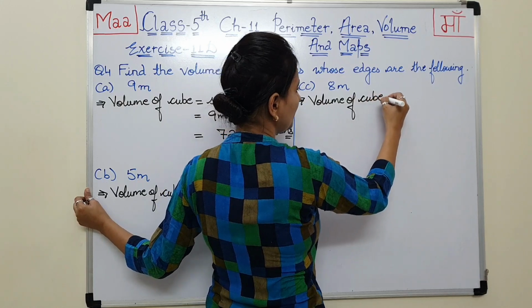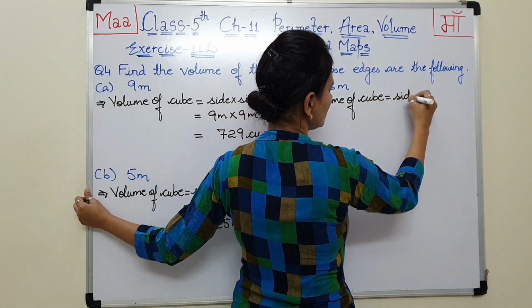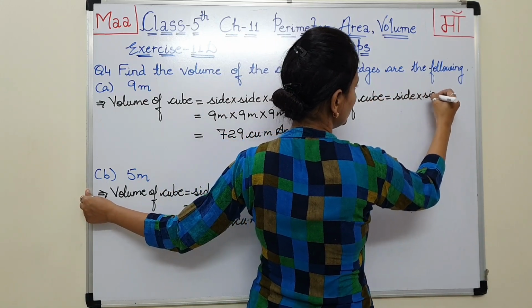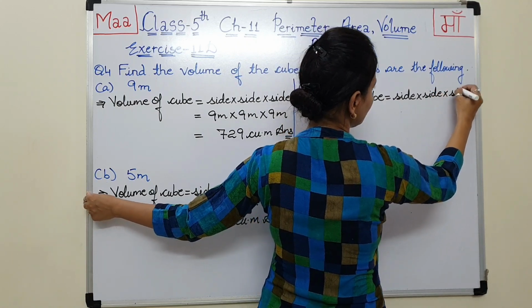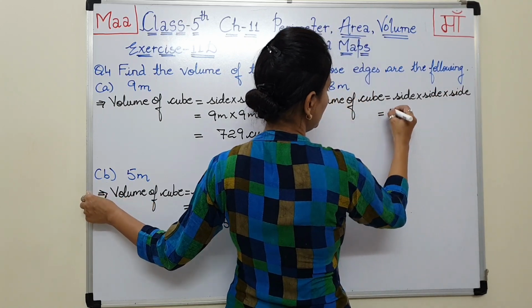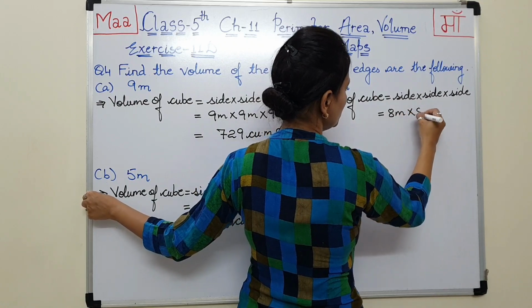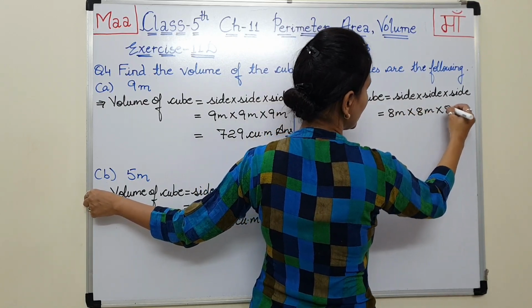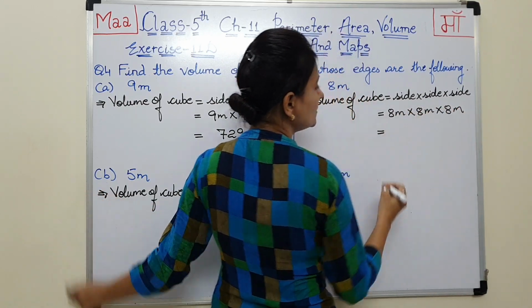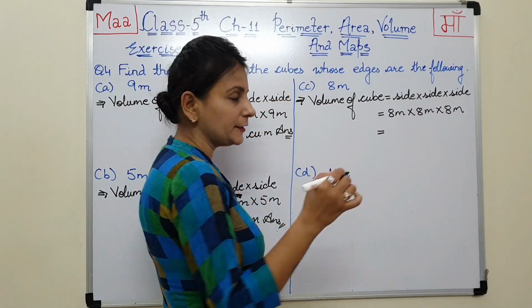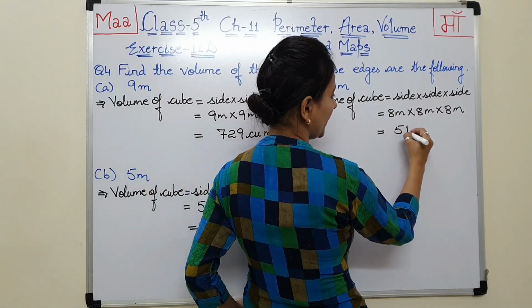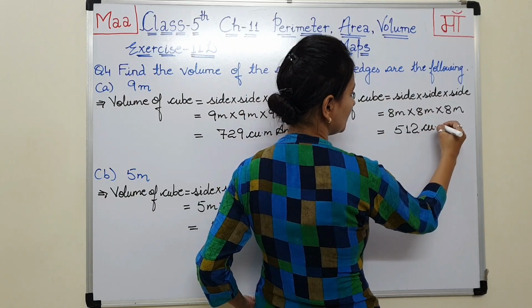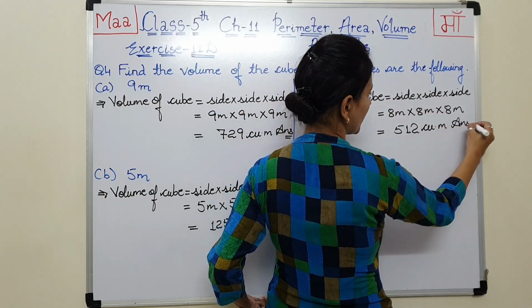Then next again C part, volume of cube. So it will be our formula again, firstly side into side into side, and it will be 8 meter into 8 meter into 8 meter. So 8 8s are 64 and 64 into 8 is equals to 512 cubic meter answer.